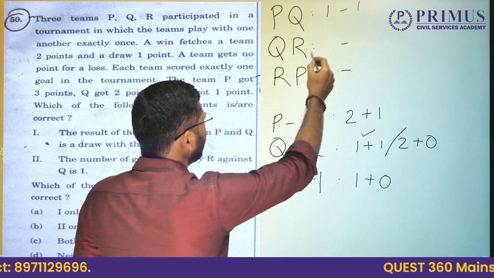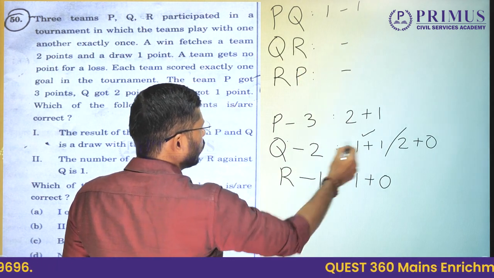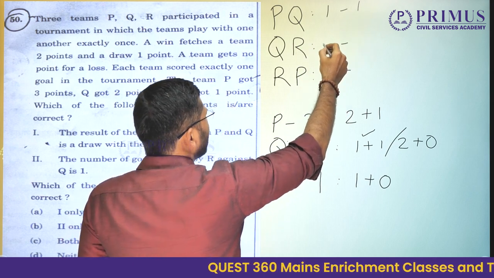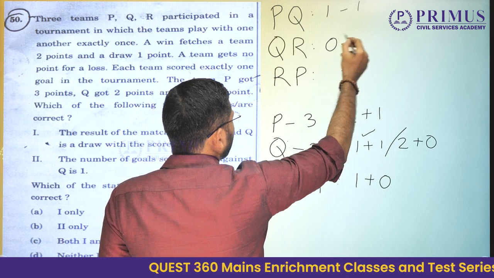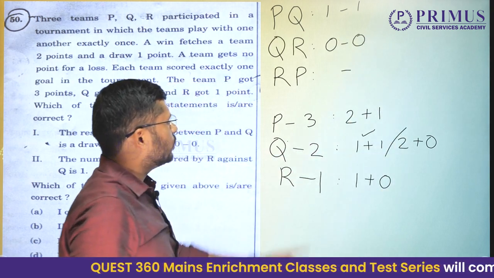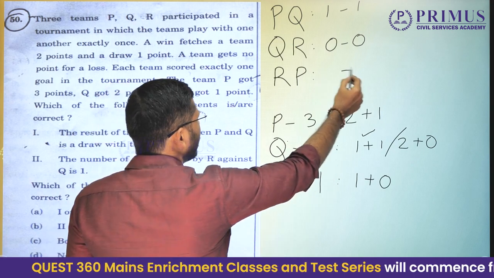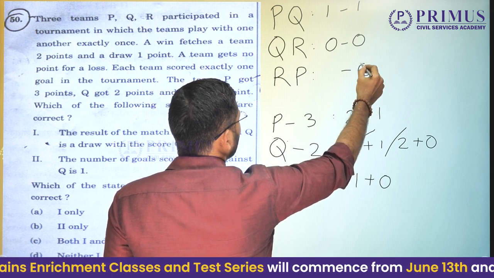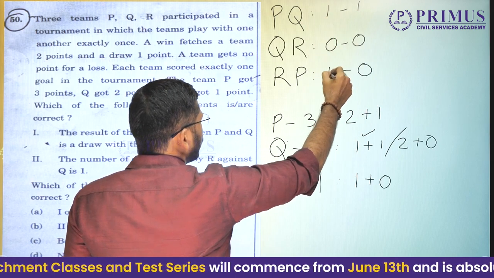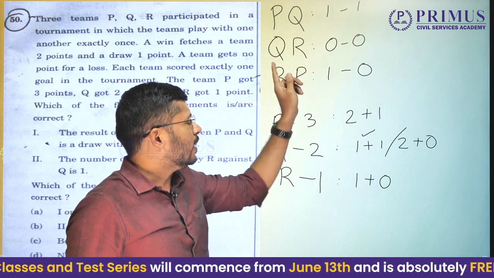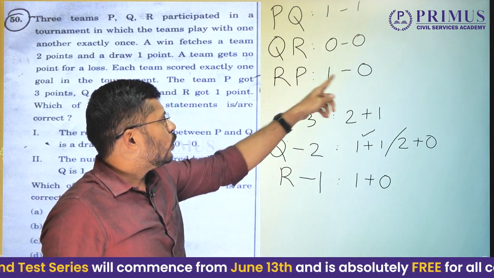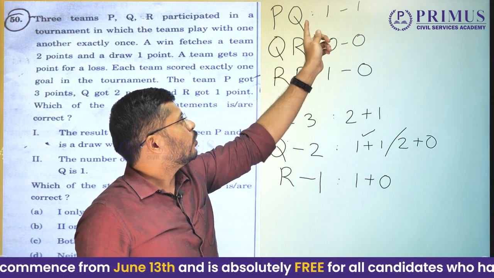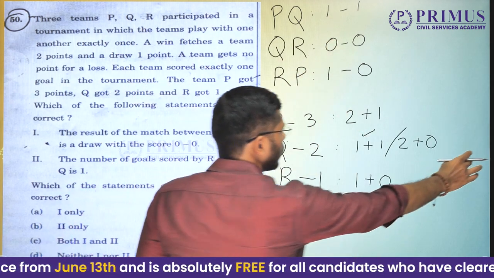So if Q made a draw here, now Q has made 2 draws. Q has already made 1 draw here. If it has to make another draw here, they cannot score another goal, so they will have scored 0 and R would have scored 0, which checks out. Then between R and P, P cannot score any goal because P's quota of goals is over. R has to score one goal because R has not scored any goal here, but then P would have lost. So our initial assumption that P and Q made a draw with 1-1 does not hold good.